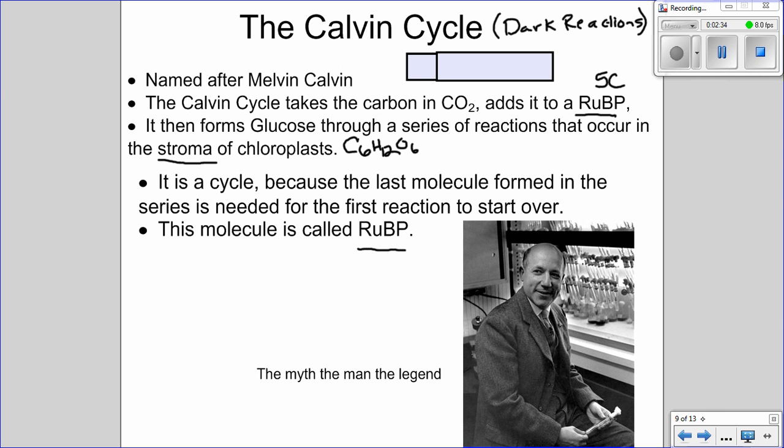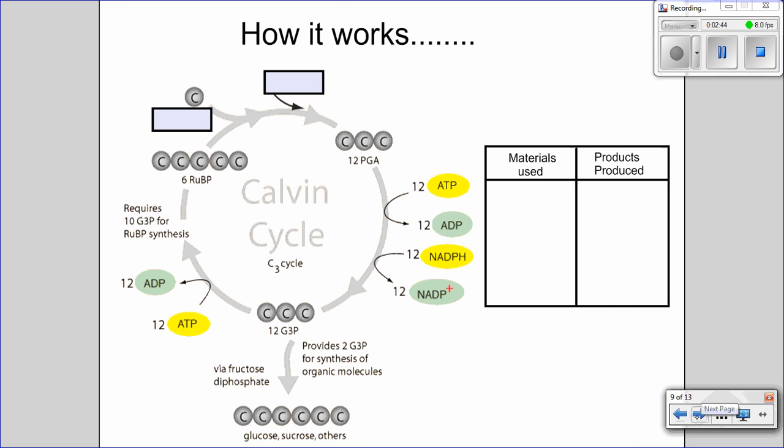The next slide will talk about how the actual process works and what is required in order for the dark reactions to occur. So this is how it works. Your dark reactions, and if you want a written explanation, I believe your book has a good description of this, and your Kelvin cycle is shown here.